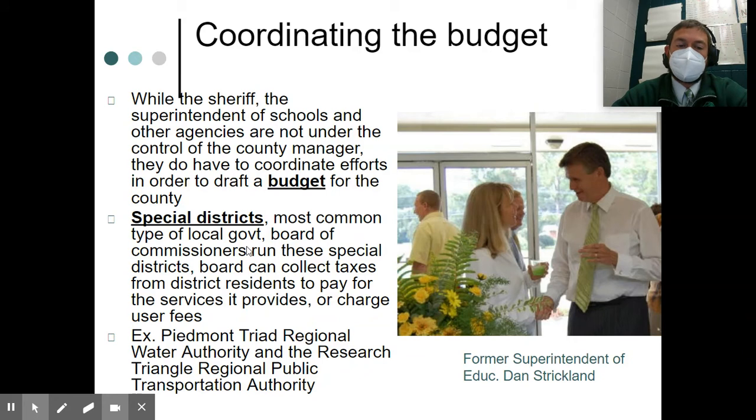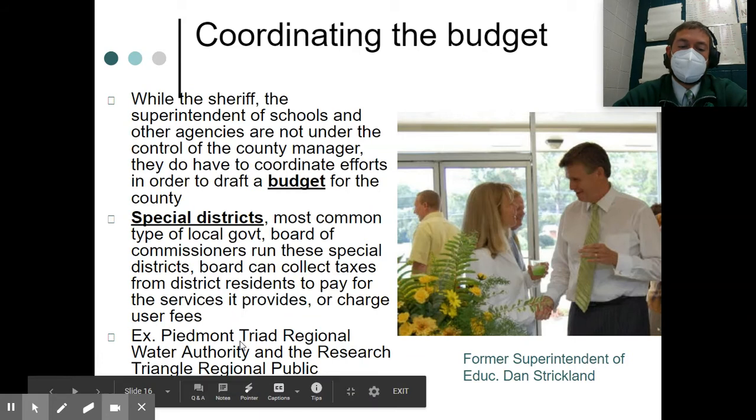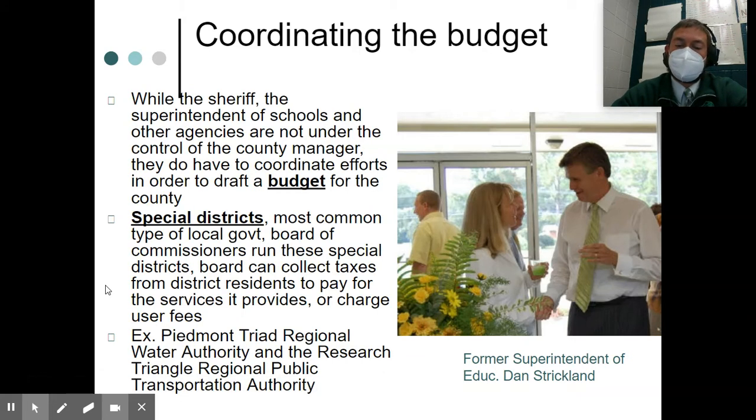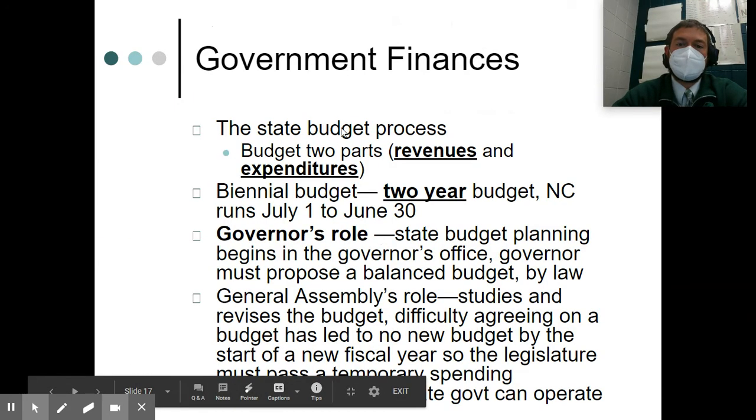Special districts are the most common type of local government. The Board of Commissioners runs these special districts. The board can collect taxes from district residents to pay for the services it provides or charge user fees. An example would be the Piedmont Triad Regional Water Authority or the Research Triangle Regional Public Transportation Authority. So tolls and that kind of stuff.